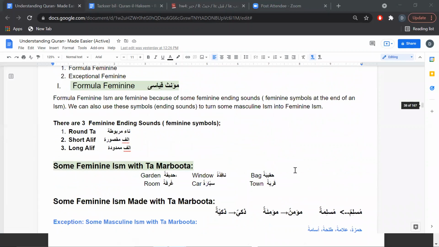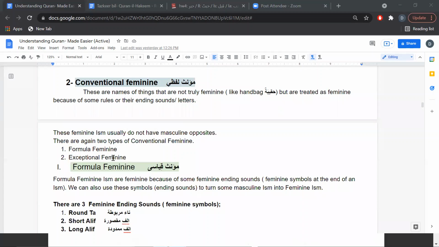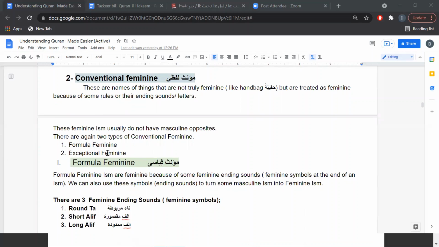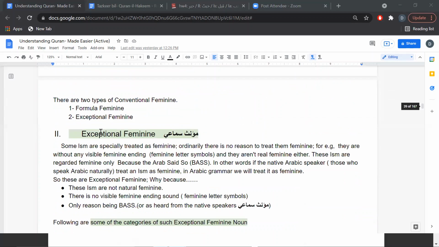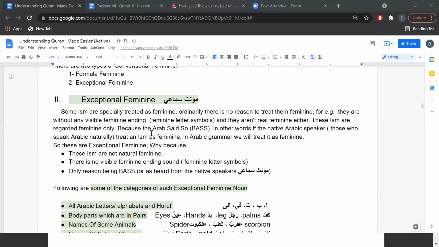Okay. Now another one is exceptional feminine. In conventional feminine, which are not real, we have two types. One is formula feminine, because of ending, because of formula, right? The other is exceptional feminine. These exceptional feminine are there because the Arabs said so, because the native speakers, if Arabs say consider any ism feminine, then it's a feminine ism.